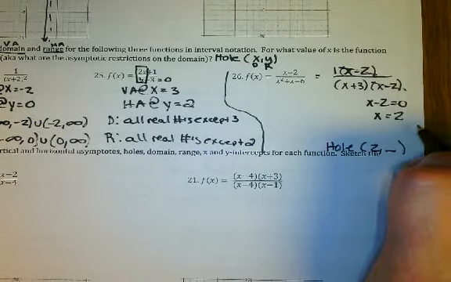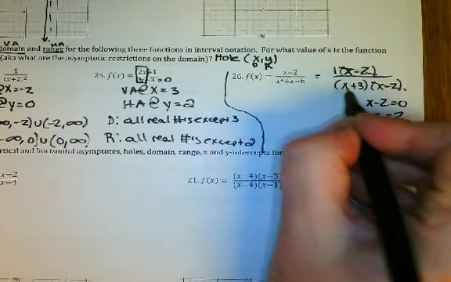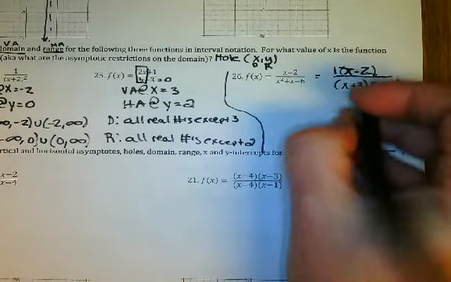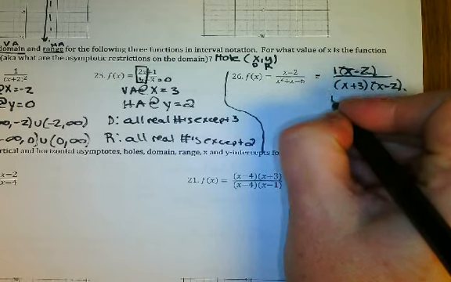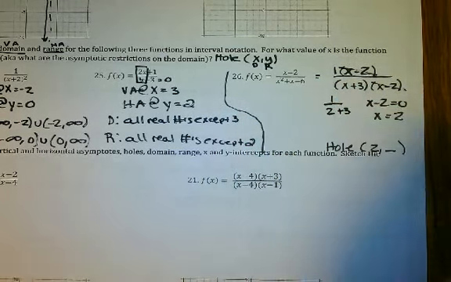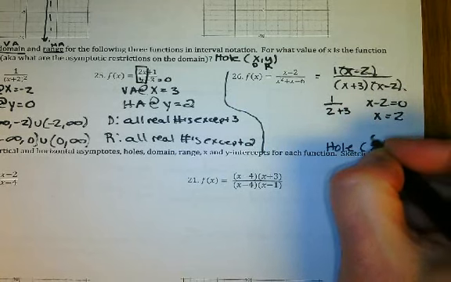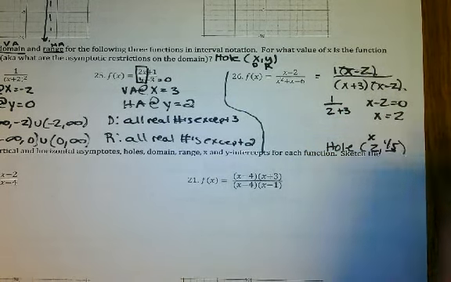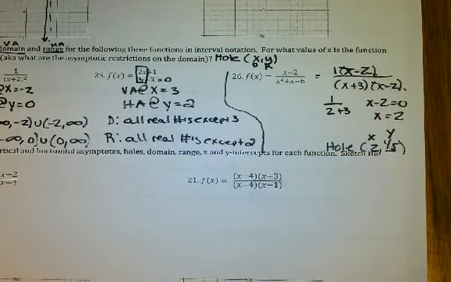So now I need to find the y coordinate of the hole. So to find the y coordinate, I substitute in what's left. So I would put a 2 here. And remember, there's also the 1 on top. So to do the y coordinate, I'm going to do 1 over, there's the 2, so 2 plus 3. And that gives me 1/5. Okay, so this will be part of my domain because it's an x value. And this will be part of my range.